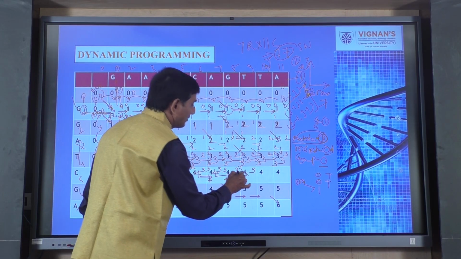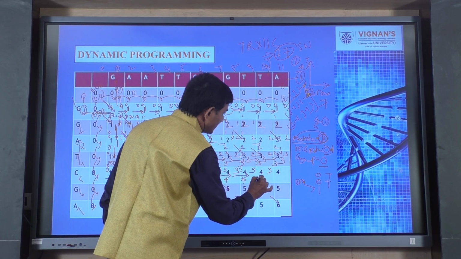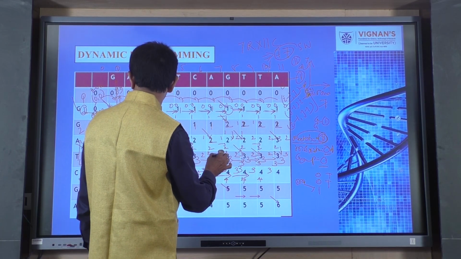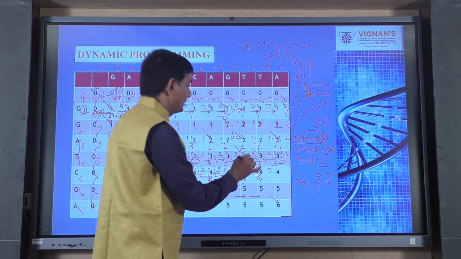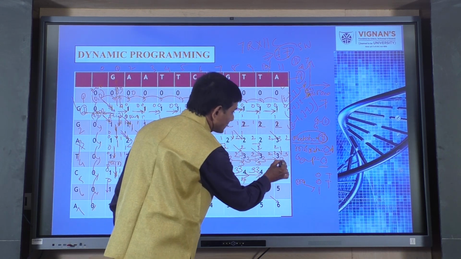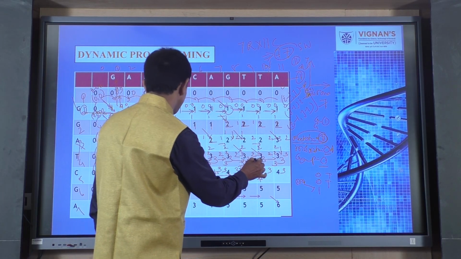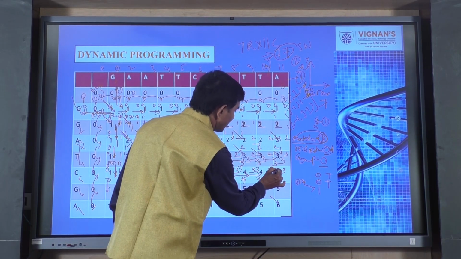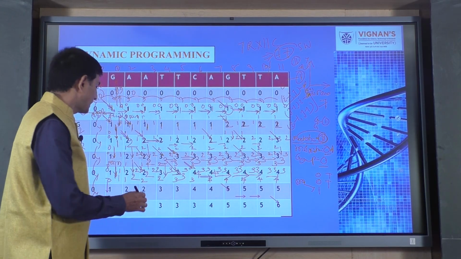So, maximum value of 4. Same with respect to this cell: change in row is 3, change in column is 4, and change in both row and column is 3. So, here the maximum value of 4 is obtained because of change in column. Similarly, with respect to this cell, change in row is 3, change in column is 4, and change in both row and column is a mismatch. So, it is 3. So, ultimately 4 is the maximum value, with change in column.